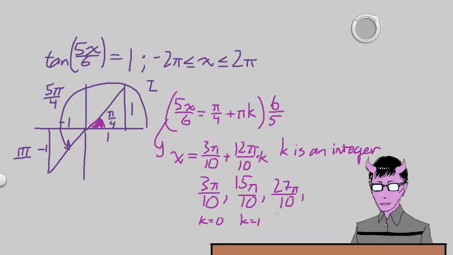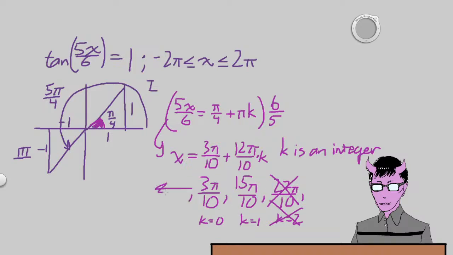So how do we know when to stop? Well, take a look at the wall. 2 pi. You can see that the 27 over the 10 is greater than 2. So this answer here is already greater than 2 pi, which is well past our wall. So thus, cut it off there. So that one works, and then this one works.